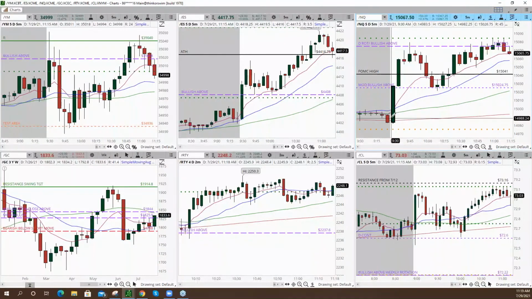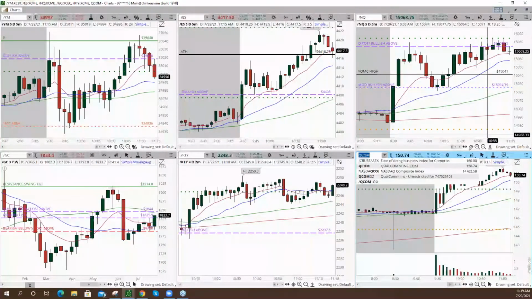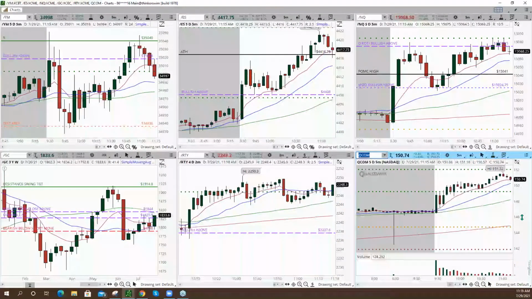This is NASDAQ right off the open. I'm going to put here QCOM. This is Qualcomm right here. I'm going to use the same time frame, as you can see, the 5-minute.